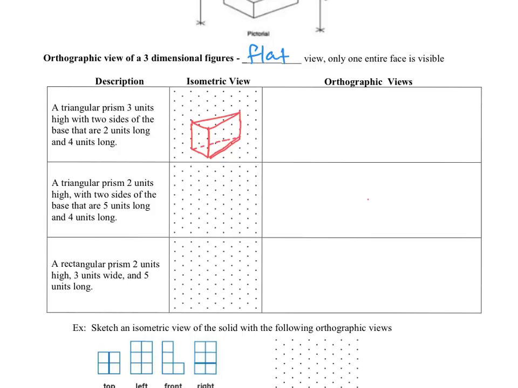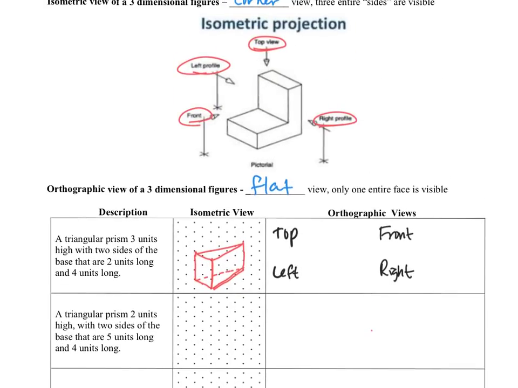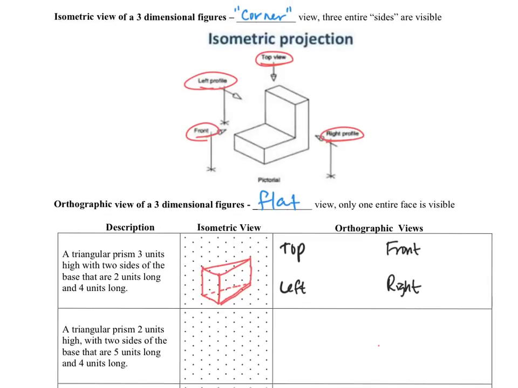So now let's go ahead and draw the orthographic views. And the 4 orthographic views that we're going to draw: a top view, we're going to draw a left view, we're going to draw a front view, and we're going to draw a right view. So you might use this image that I put at the top of the notes to help you orient yourself on which view is actually the top, which is the left, the front, and the right.